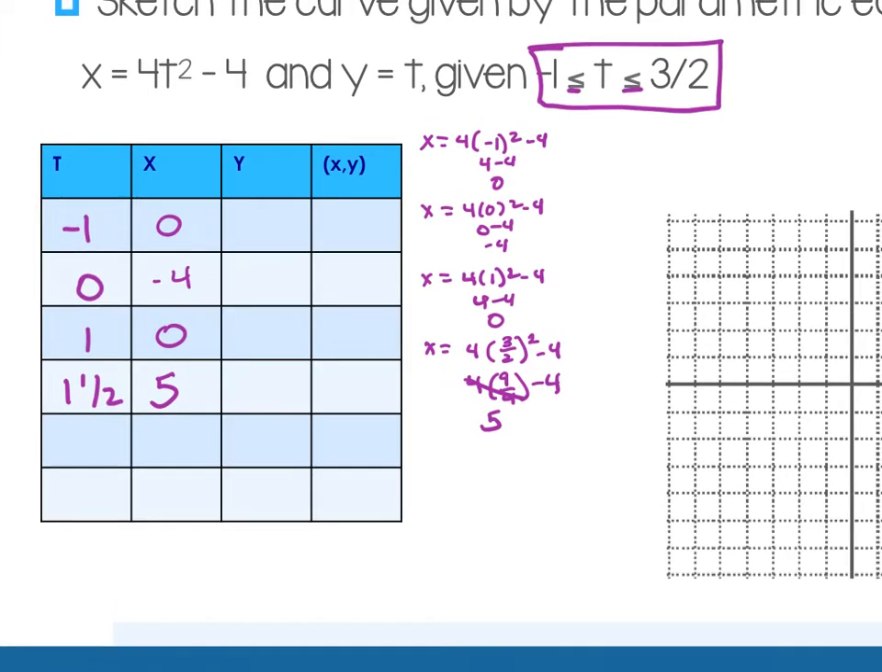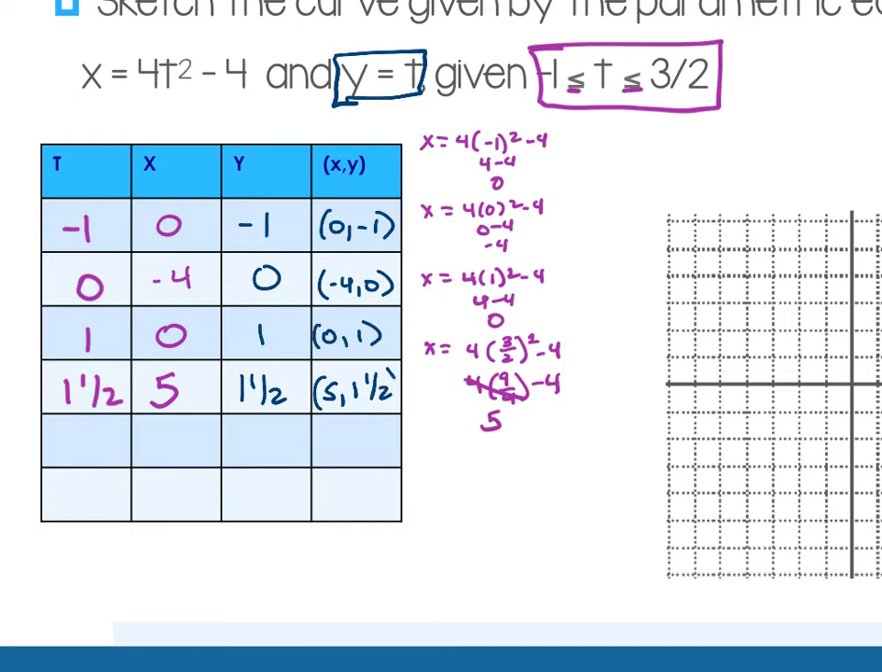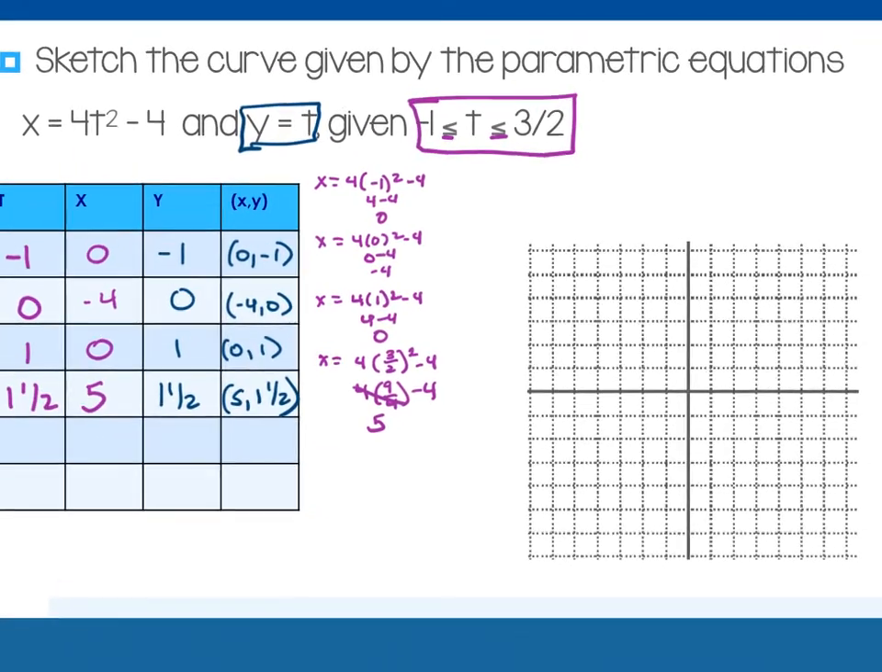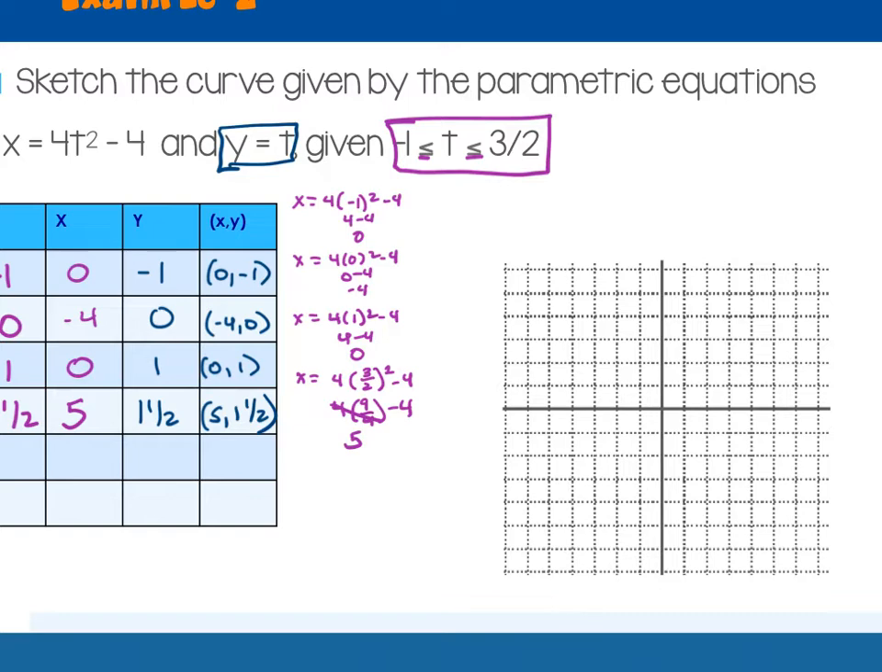So those are the values for x. Then for y, it is what we plug in. y equals t, so this would be -1, 0, 1, and 1 1/2. So when we make these coordinate points, there's (-4, -1), (0, 0), (5, 1 1/2), and (0, 1). And then I'm going to graph them. So (-4, -1), (0, 0), (0, 1), and (5, 1 1/2).